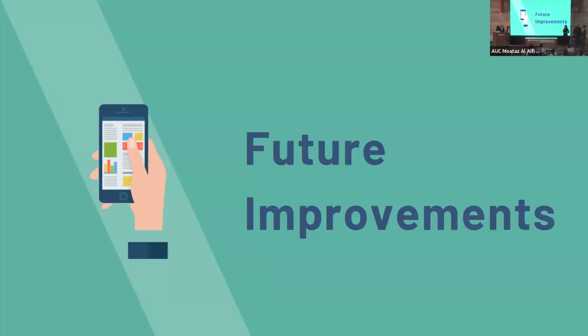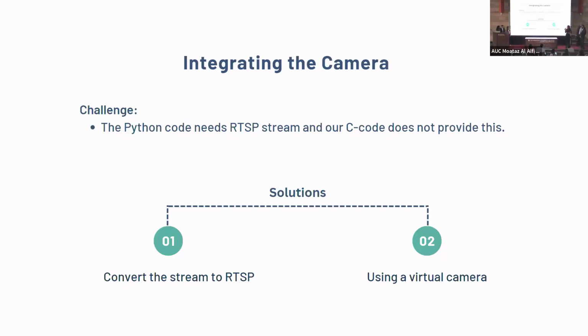So now for the future improvements, we have two main goals we need to work on. First of all, while integrating the camera, we faced a challenge, which was that the Python code needs an RTSP stream, and our C code does not provide this. So we managed to have two solutions. The first one is to convert the stream to RTSP. However, this solution was time consuming and complex. So we chose to use a virtual camera, which was an easier option. By this option, we took the video streaming and converted it to a virtual camera, which is then detected by the device as a webcam.